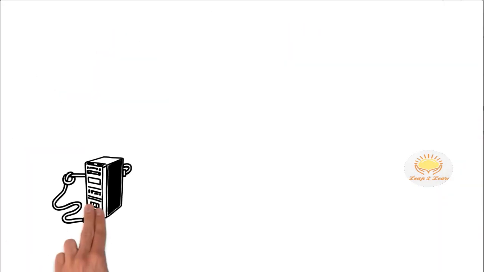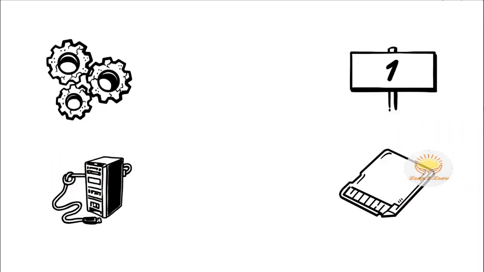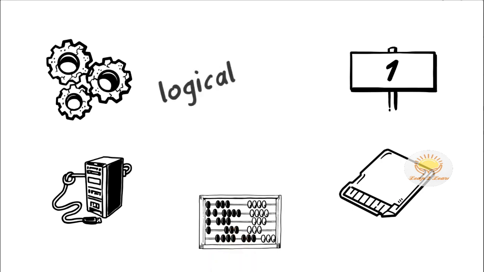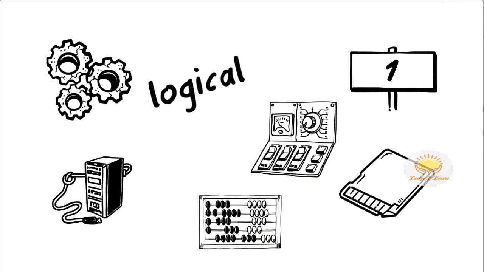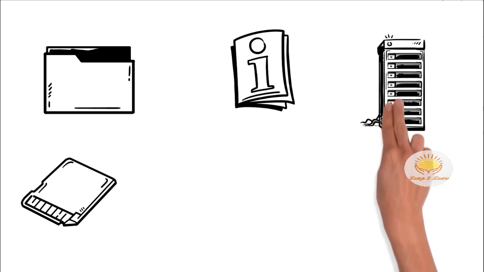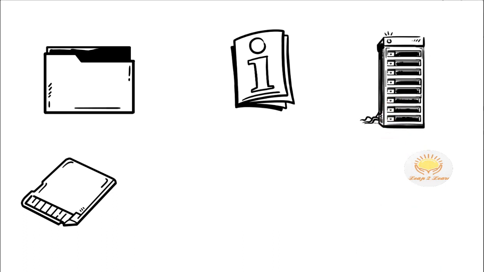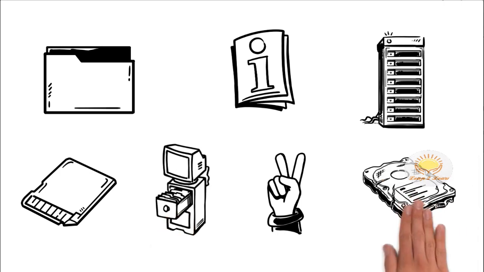CPU is divided into three main components. 1. Memory unit. 2. Arithmetic and logical unit. 3. Control unit. Memory unit. The memory unit stores both data and instruction. It is a temporary storage. The memory unit divided into two types, namely they are internal memory and external memory.